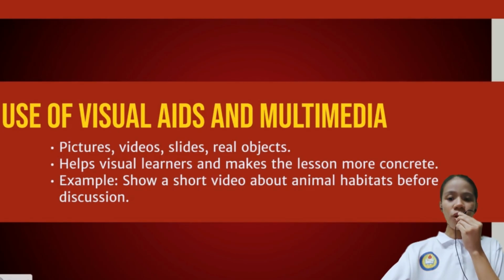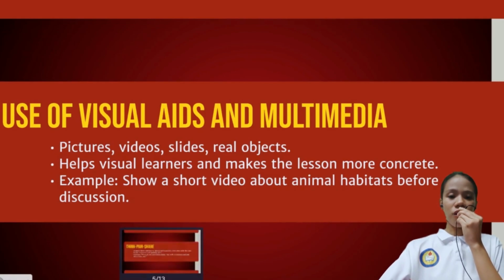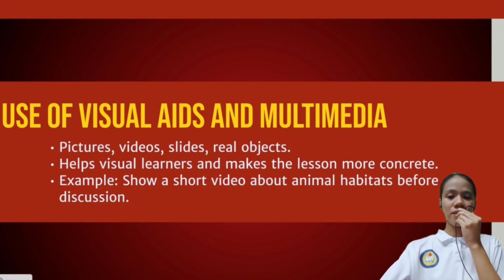Example: Before we begin our discussion on animal habitats, I will show a short video that presents different environments such as forests, deserts, and oceans. This will help you visualize where animals live and understand why certain species thrive in specific habitats.